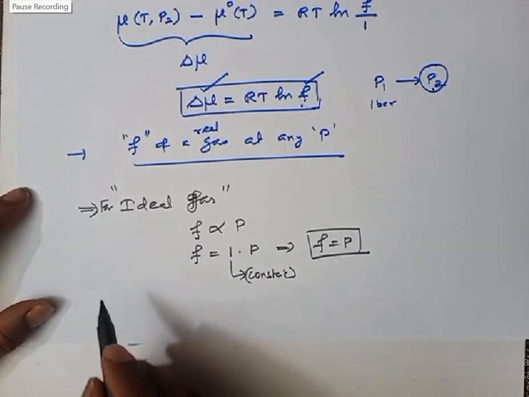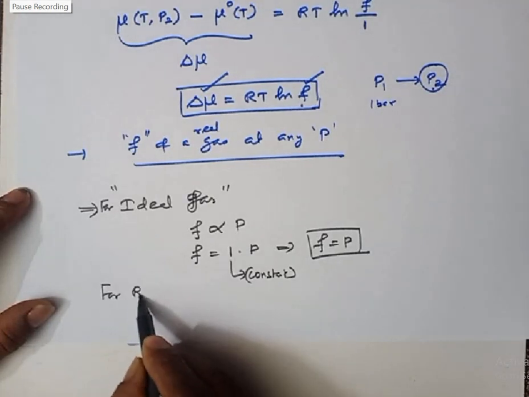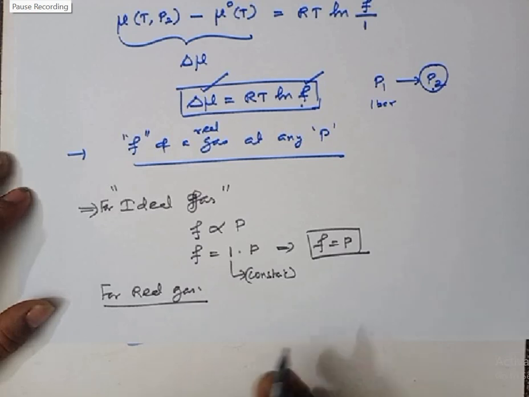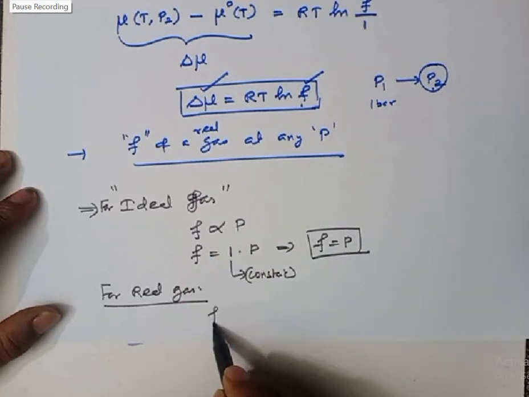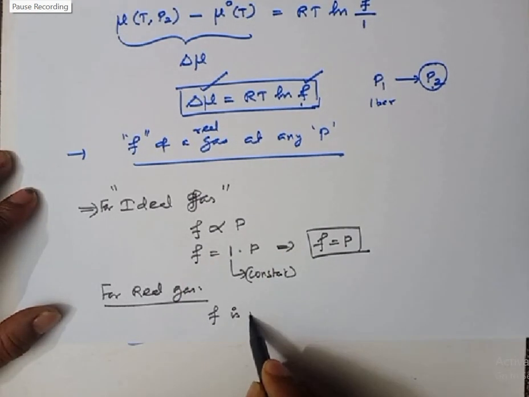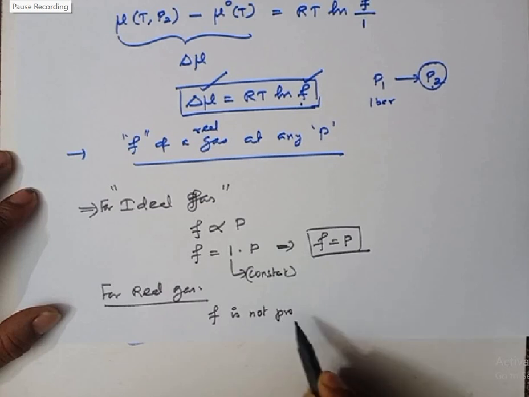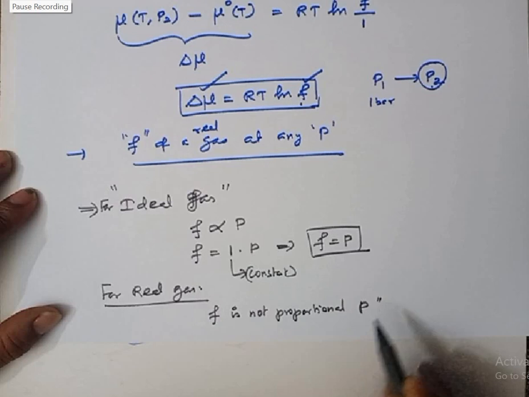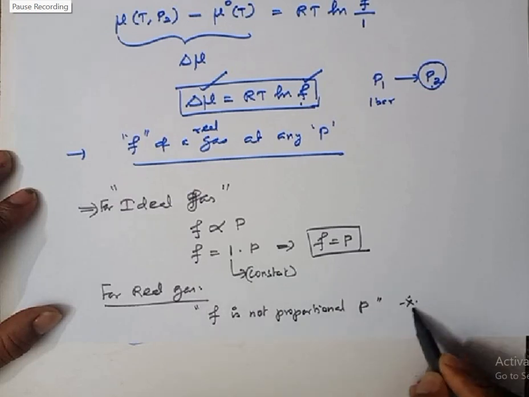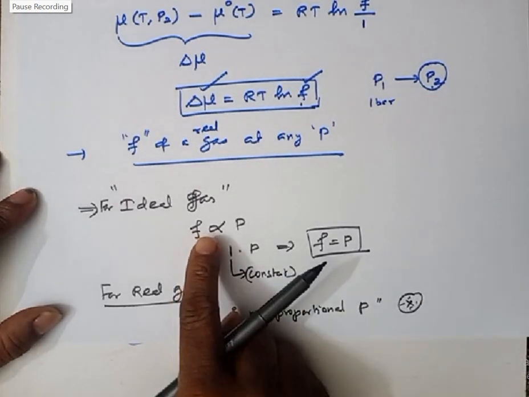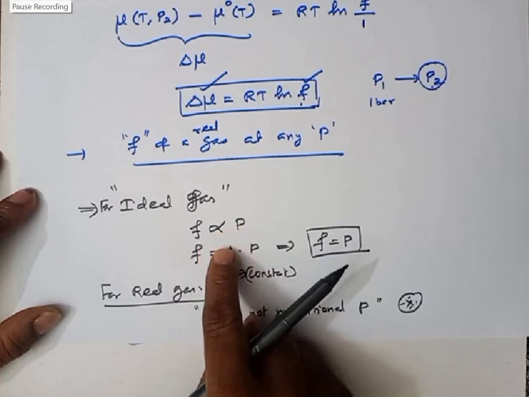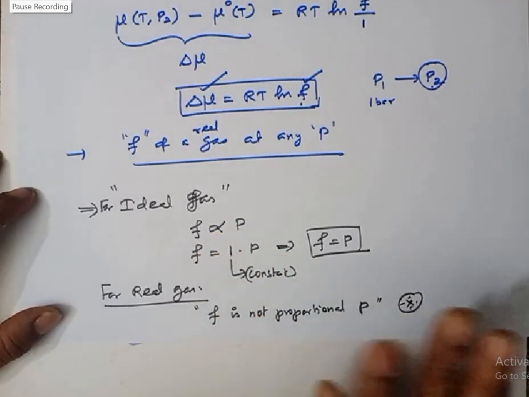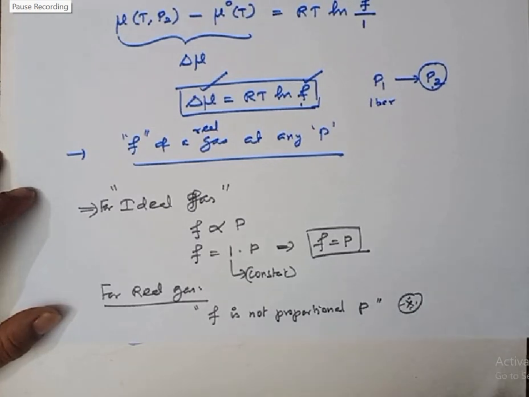Now, for real gas, observe carefully. I am going to define fugacity. For real gas, fugacity is not proportional to pressure. Very important line, note down. In the case of ideal gas, they are proportional and proportionality constant is 1. In the case of real gas, they are not proportional to pressure. F is not proportional to pressure.